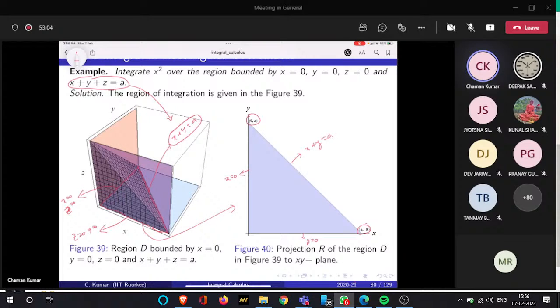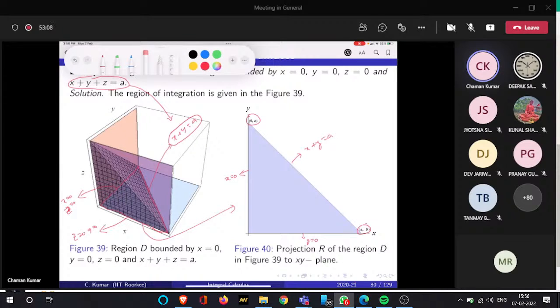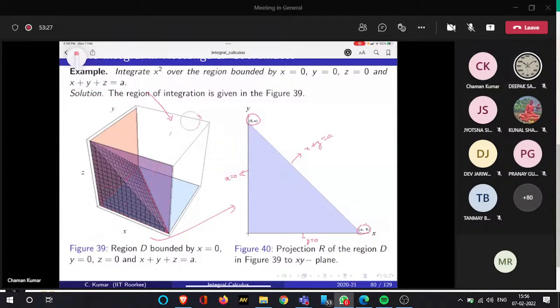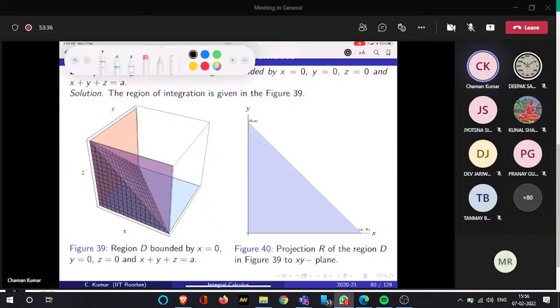Now we have done the first step. We plotted the region D of integration, which is in figure 39, and we have also plotted the projection of this region in the xy plane, which is figure 40. Now what is the second step? The second step is to identify the range of z. So how do we do this?